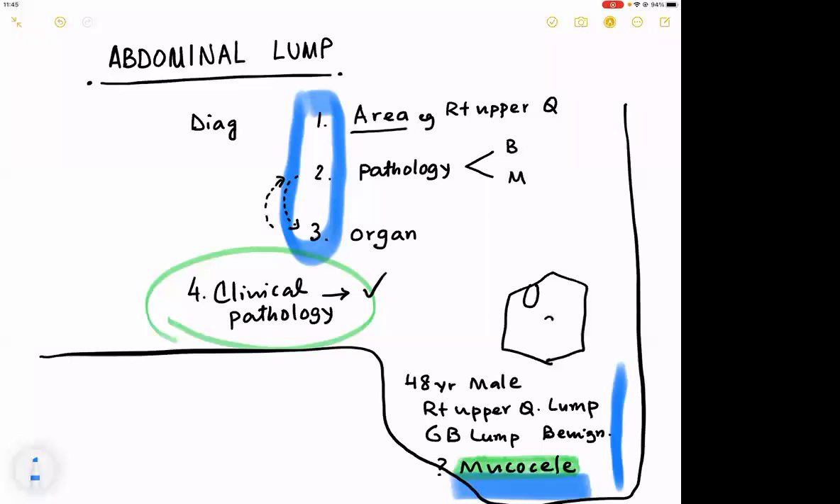Should we say the quadrant, like right or left? No, sir. That is your choice. I prefer quadrants, as I've told you in the last class, because I feel right hypochondrium is a small space, right iliac fossa is a small space.